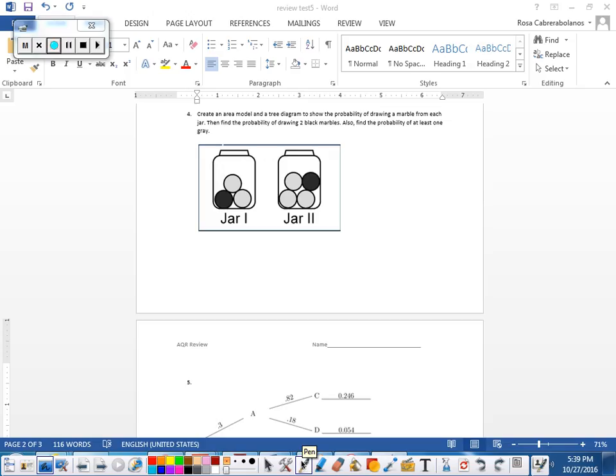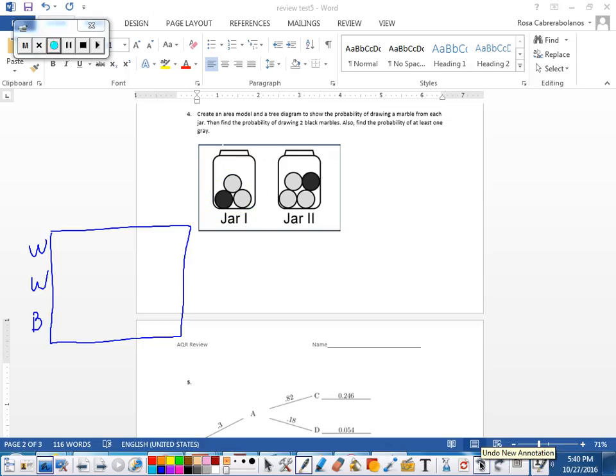I'm going to start by creating my area model, and we said we're going to create it like a Punnett square. The reason we're creating it like a Punnett square is because they are all equally likely. All of the marbles are the same size and so on. Jar 1 is going to go vertically. So I'm going to have a white marble, another white marble, and a black marble. They're coming from these right here.